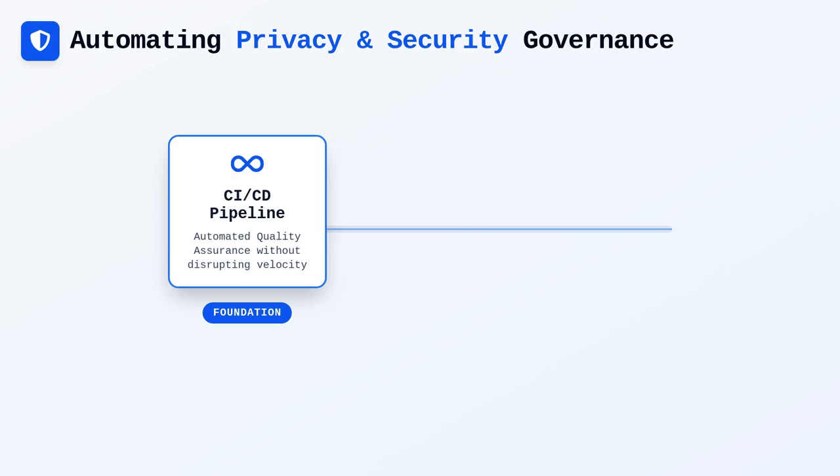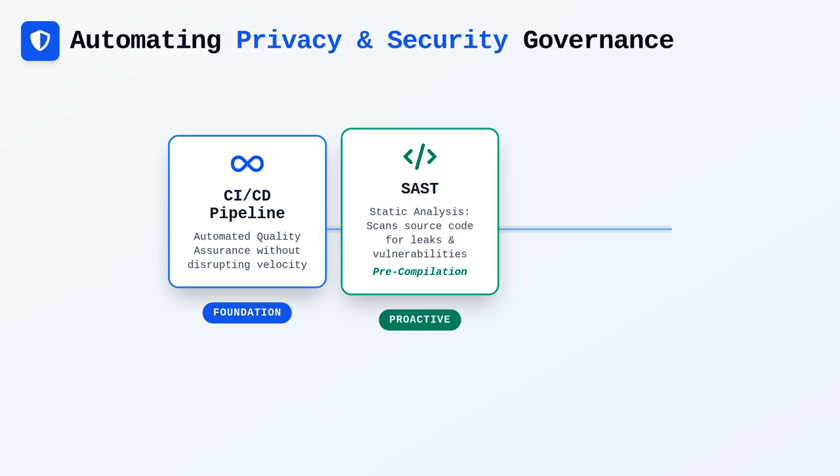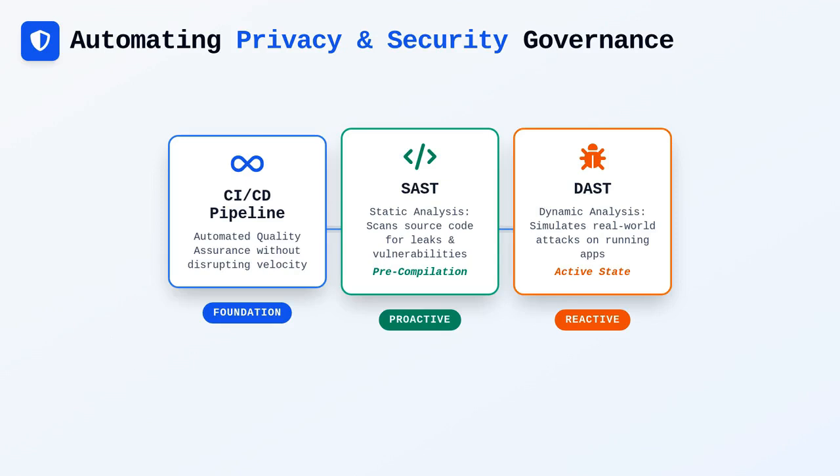When we look at automated testing, we must focus on tools like static application security testing, or SAST, which examines source code for vulnerabilities or potential data leaks before the code is even compiled. Simultaneously, dynamic application security testing, or DAST, tools operate on the running application, identifying security flaws by simulating real-world attacks while the system is in an active state.